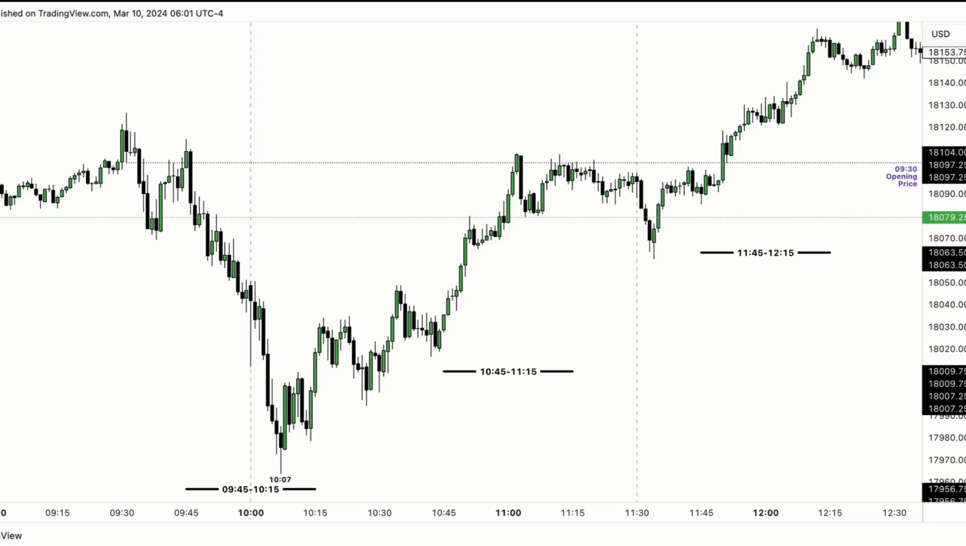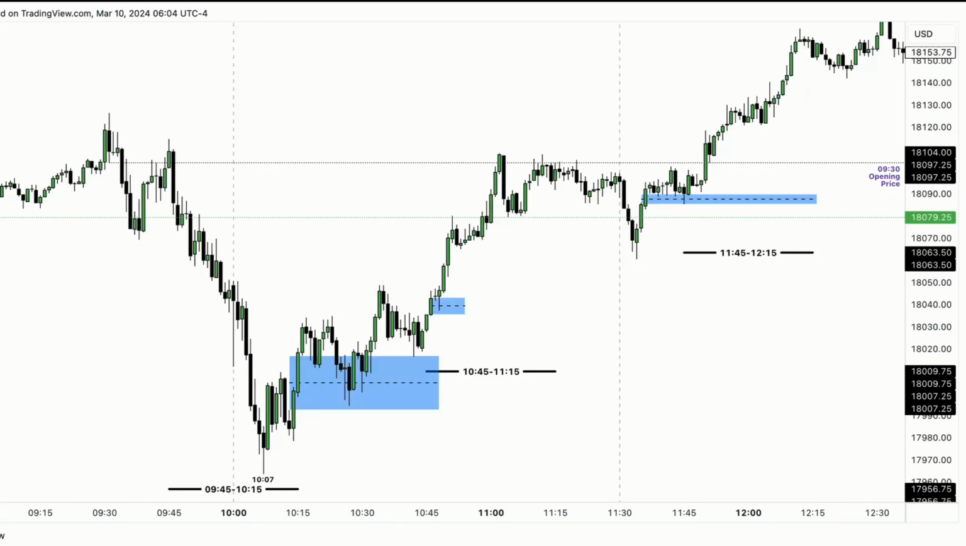Let me now annotate some imbalances for you. What you can see is that I've annotated 3 imbalances, or 4 if you count these imbalances as 2. What you can see is that this imbalance right here formed during our time of interest. Market reprices into it, and notice where the low forms inside of that price range that formed during our time of interest. Market begins to expand higher, keeps on reverting to those two imbalances.